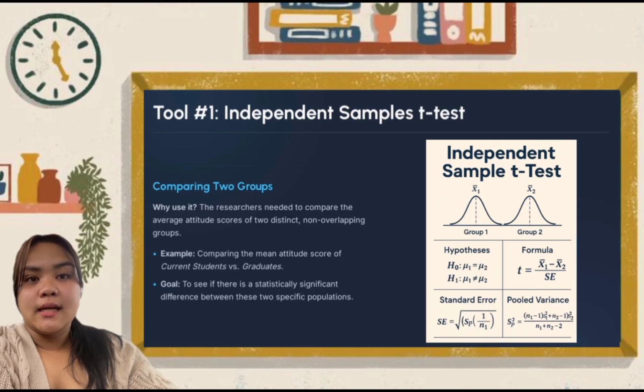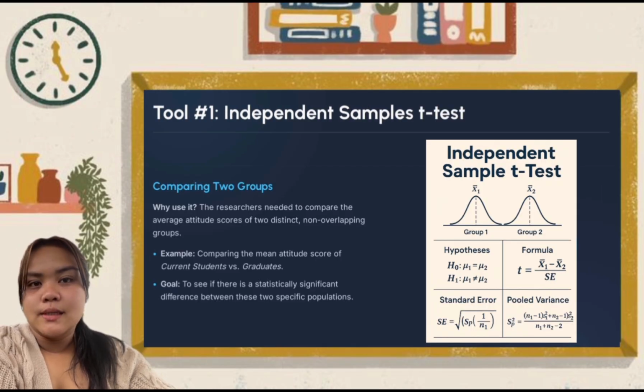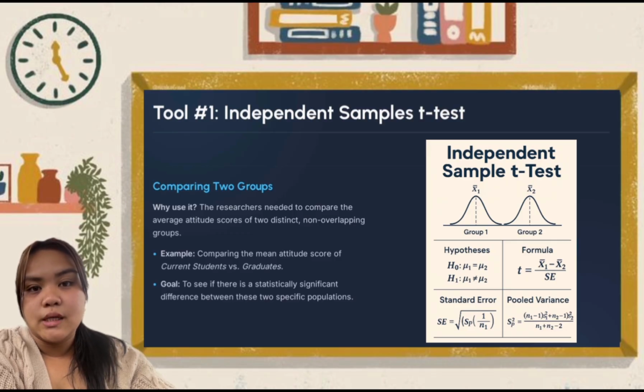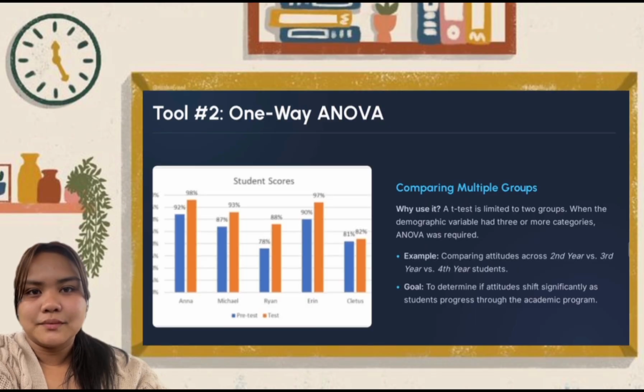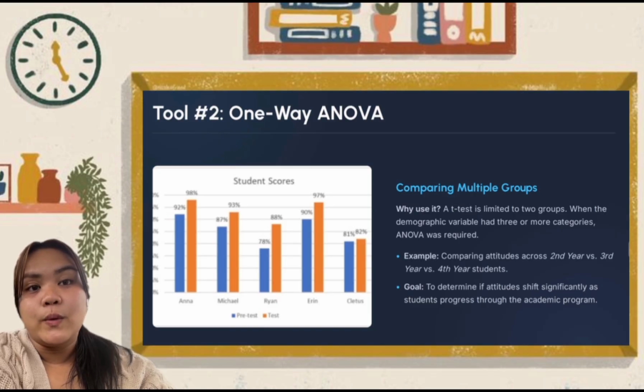The first statistical tool used was the independent samples t-test. This tool is used to compare the average attitude scores of two distinct non-overlapping groups. A perfect example is comparing the mean attitude score of current students versus graduates. The goal is to determine if there is a statistically significant difference between the average attitudes of these two specific populations. Next, we have the one-way ANOVA.